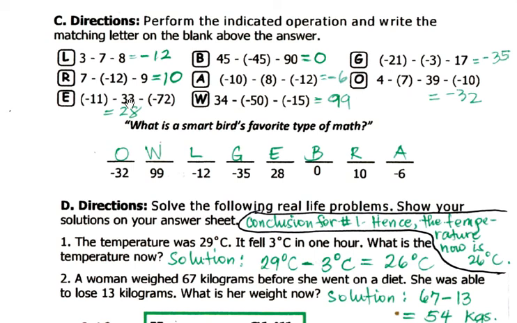Next, negative 11 minus 33. Let's operate on this first. That becomes negative 44. Then we have negative 44 now minus negative 72. But since this is a negative and the negative here, that means negative 44 plus 72.